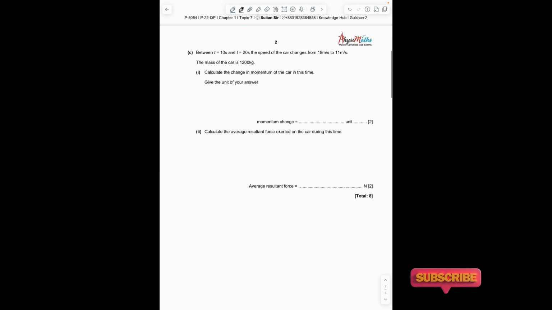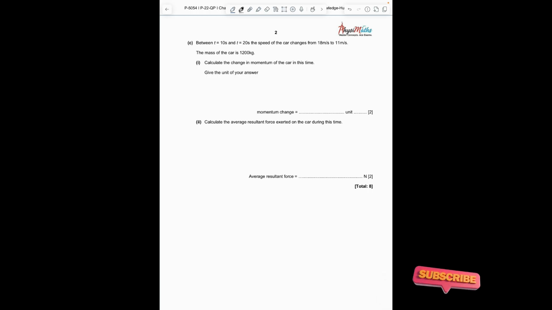Now between 10 seconds and 20 seconds, the speed of the car changes from 18 meters per second to 11 meters per second. The mass of the car is given, 1200 kg. So calculate the change in momentum of the car in this time, give your unit. The change in momentum means final momentum minus initial momentum. So m into v minus u, that means 1200 multiplied by 18 minus 11, which is equal to 8400. That means 8400, and it's in kg meter per second.